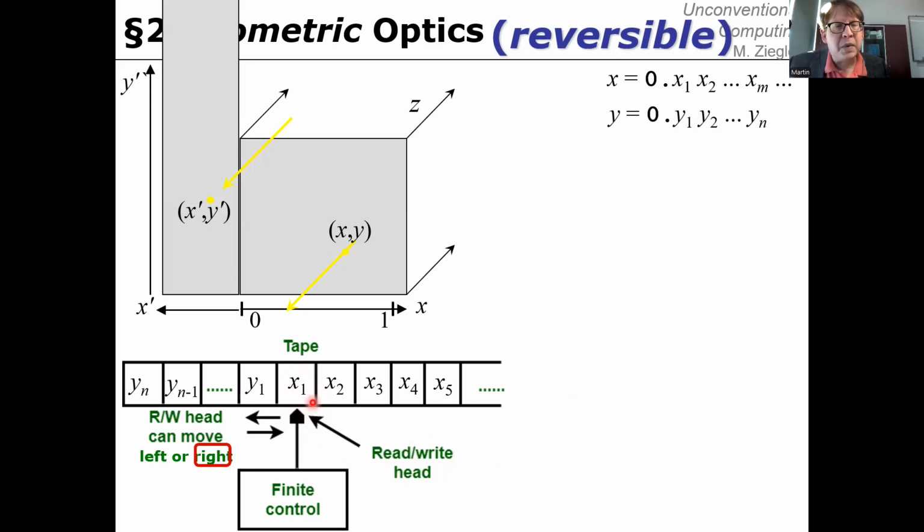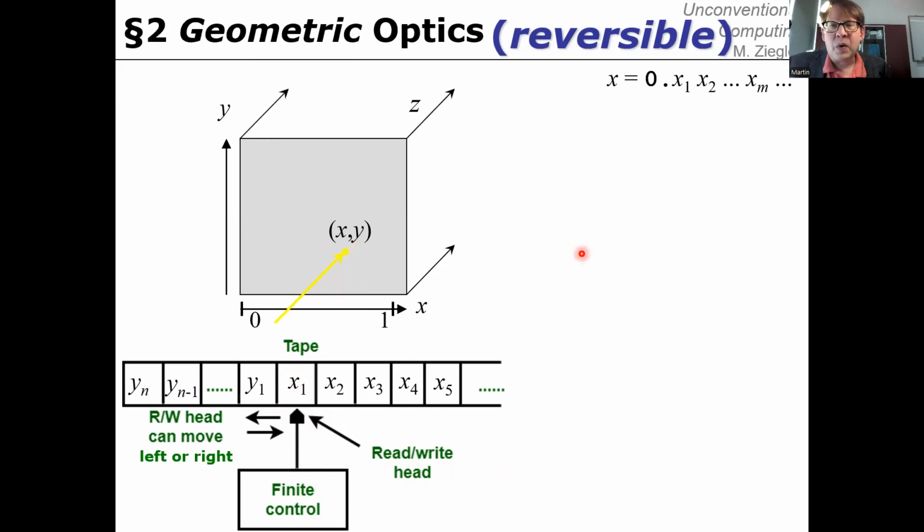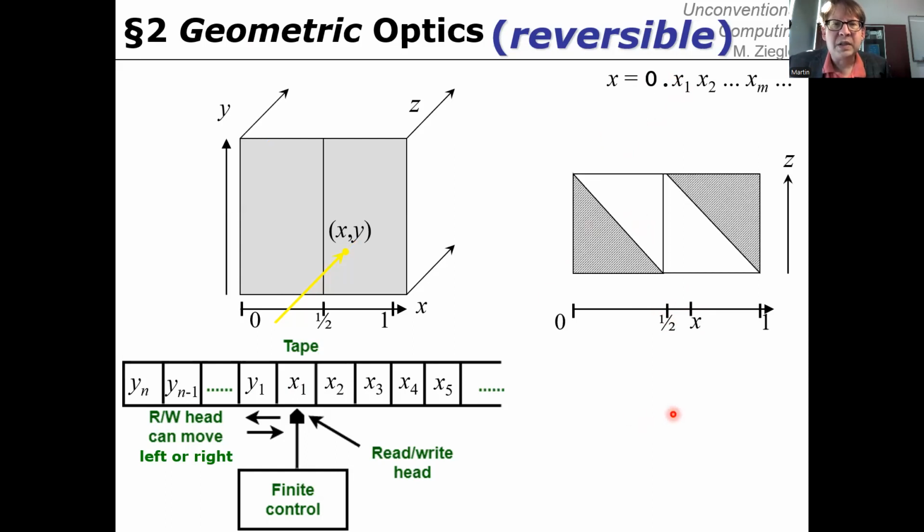So if we don't change the bit, then there's nothing to be done in our optical computer. If the finite control says flip that bit, change the 0 to 1 or the 1 to 0, then we need an optical device that does that. So this is what we now want to discuss. First, about the test instruction, the branch instruction. As I said, this depends on whether the x-coordinate is greater than 1/2 or smaller than 1/2. Okay? And here's an optical device that does that.